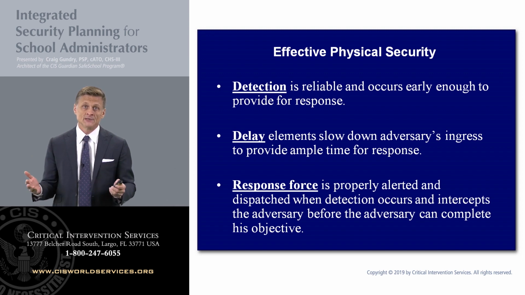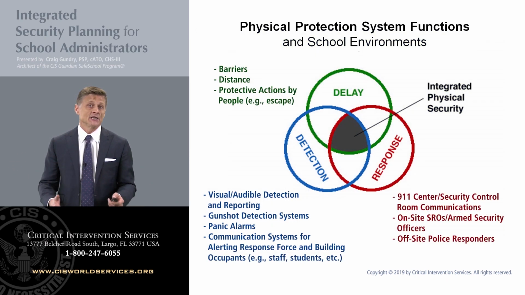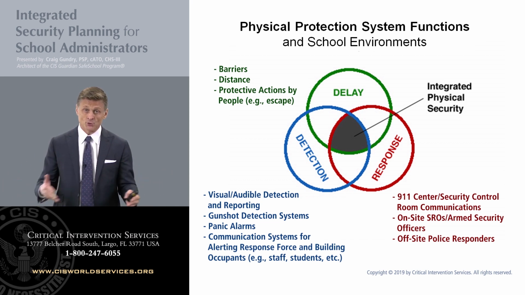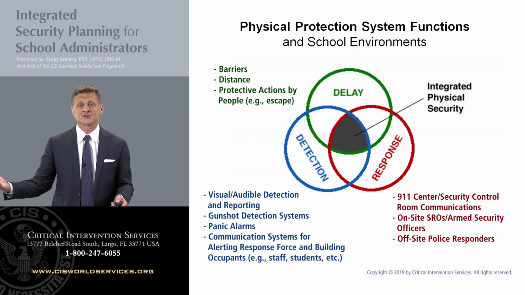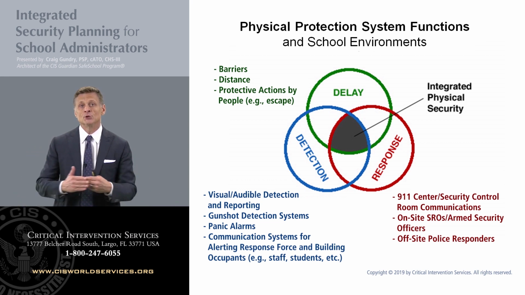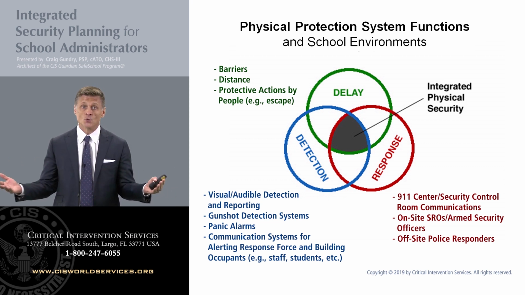Now, when we talk about school security, this delay function is primarily facilitated by physical barriers, things like our doors, walls, locks, and windows, and other similar types of barrier systems; distance that the adversary, or in our primary concern in schools, active shooter, must traverse before they can access those individuals that they're trying to target; and also the protective actions of the people within that environment, things that they do to put distance between themselves and harm, such as evacuating from the campus or taking refuge inside of a secured room.